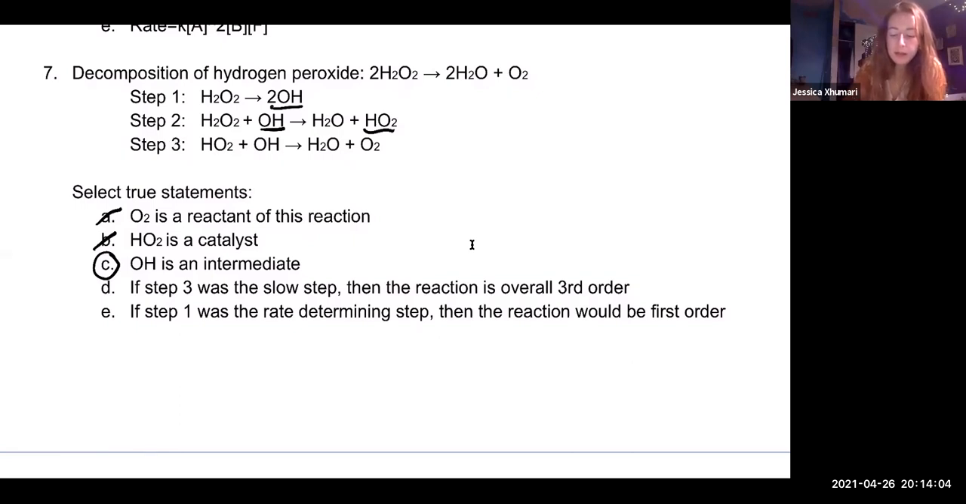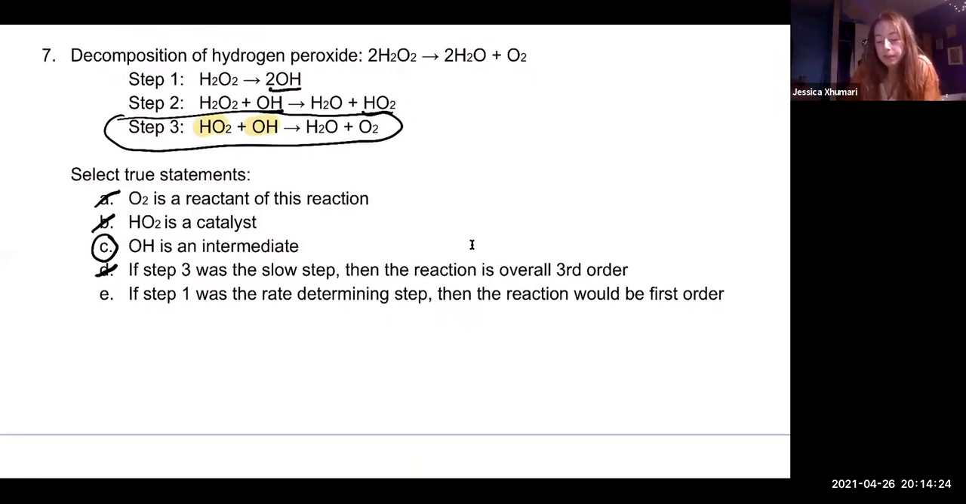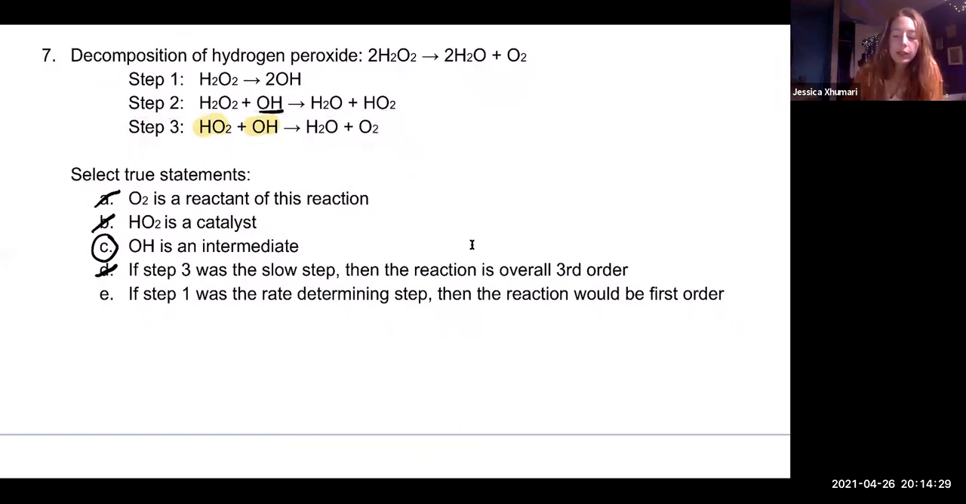So let's take a look at step 3 here. If step 3 was the slow step, that would be the rate determining step. And we only have 2 reactants here. And so it will not be third order, only second order. So that's wrong. And then E is saying if step 1 was the rate determining step, then the reaction would be first order. And that is true. If we only considered step 1, there's only one reactant, and so then it would be first order. Okay, so the answers there are C and E.